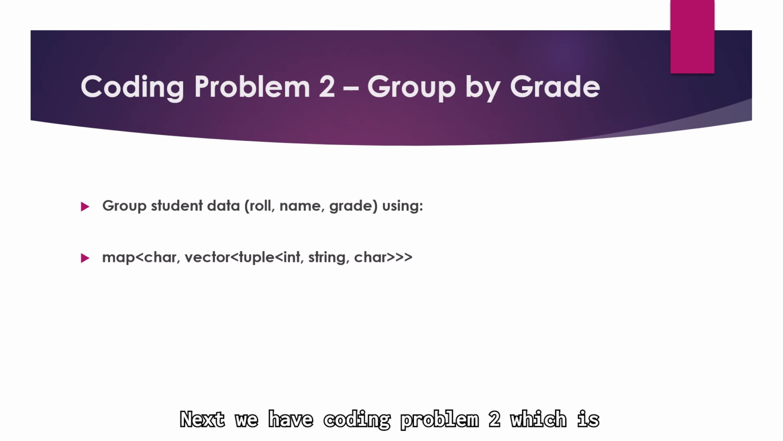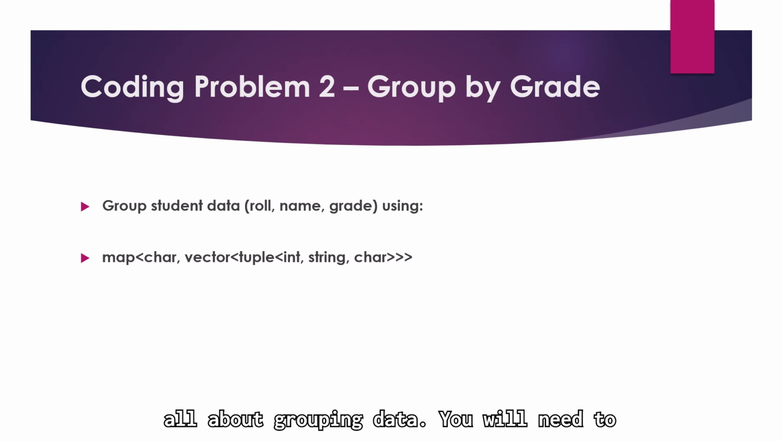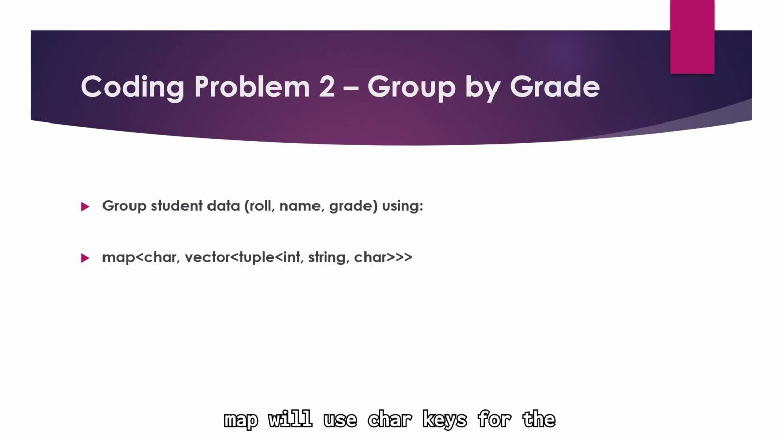Next, we have coding problem 2, which is all about grouping data. You will need to organize a set of student records containing roll number, name, and grade into a map based on their grades. The map will use char keys for the grade and store a vector of tuples for each student in that grade. This challenge tests your ability to manipulate map, tuple, and vector, and how to efficiently group and store data in STL containers.